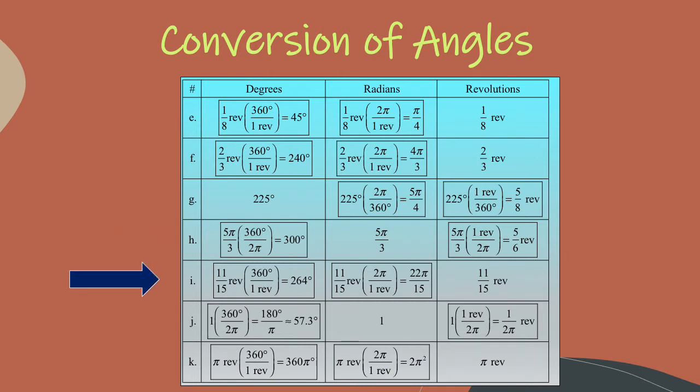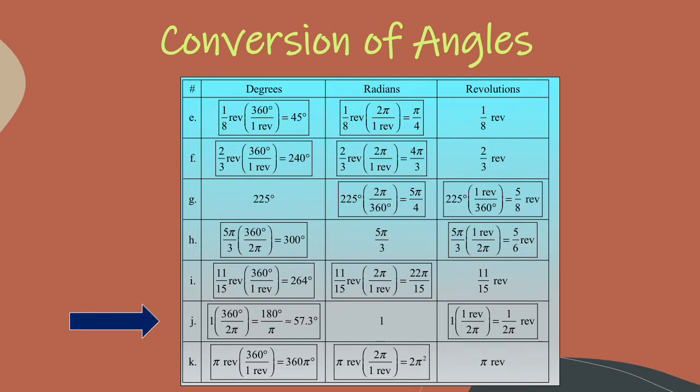I, 11/15 revolutions, is not a special angle. We multiply it by 360 degrees over 1 revolution, and we get that it's exactly 264 degrees. To change to radians, multiply it by 2 pi over 1 revolution. The revolutions cancel, and we're left with 22 pi over 15.